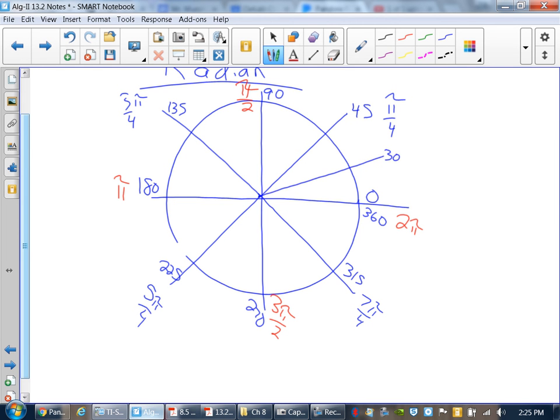What is 1/3 of 1/2? 1/6. So a third of pi over 2 is?